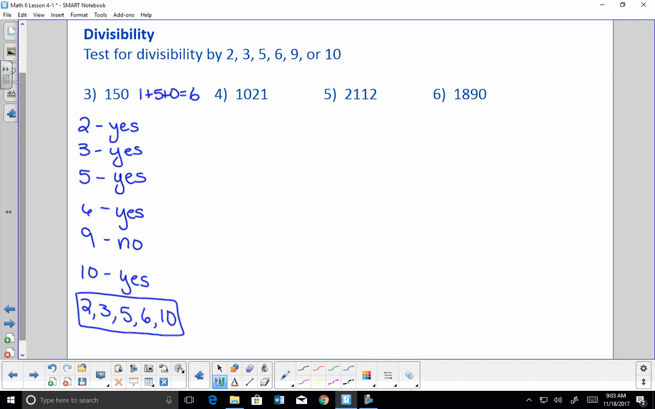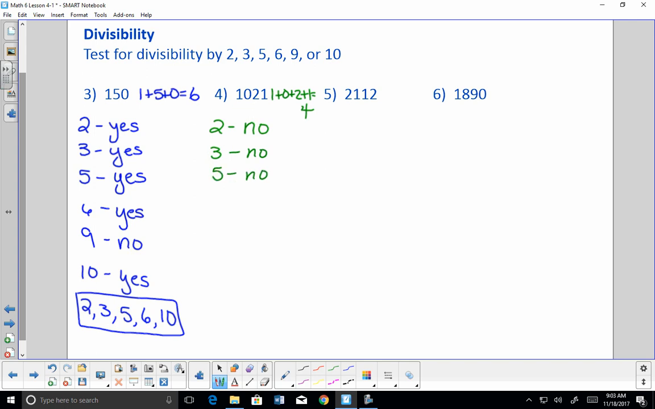1,021. Let's determine if 1,021 is divisible by all these numbers. Well, it does not end in a 0, 2, 4, 6, or 8, so it is not divisible by 2. Let's see, 1 plus 0 plus 2 plus 1 is 4, so it's not divisible by 3. It doesn't end in a 0 or 5, so it is not divisible by 5.